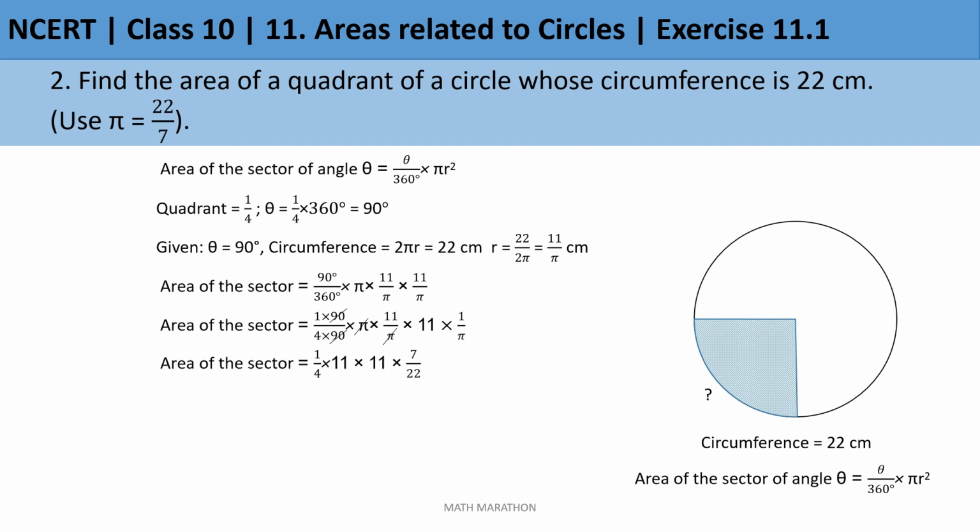Pi is 22 by 7. 1 by pi is 7 by 22. Area of sector is 1 by 4 multiplied by 11 multiplied by 11 multiplied by 7 by 22.